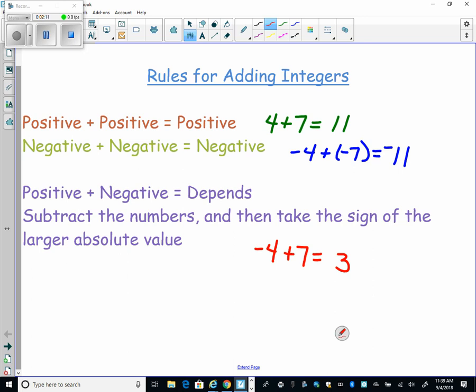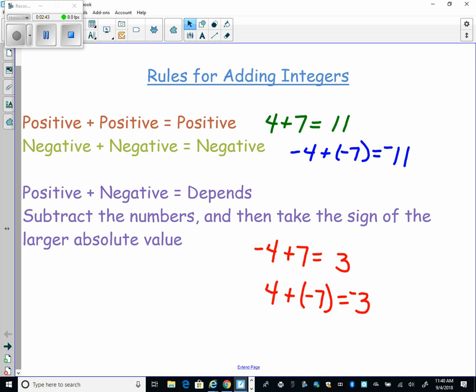Let me do the same problem, but let me switch the number on which the sign is. So let's say I have 4 plus negative 7. We are going to do the same situation. Take the absolute value, so it's really just 4 and 7. You're going to subtract. 7 minus 4 is still 3. But now look at the original numbers. 7 was larger, it's negative, so this needs to be a negative 3.